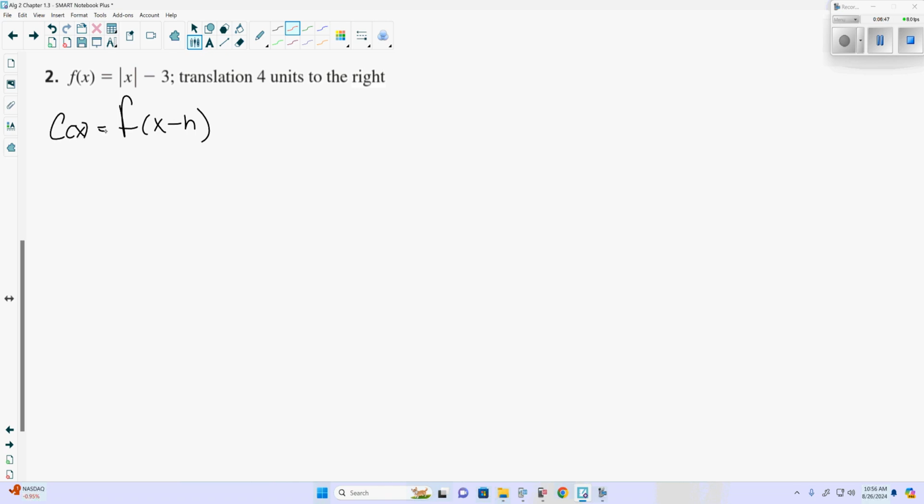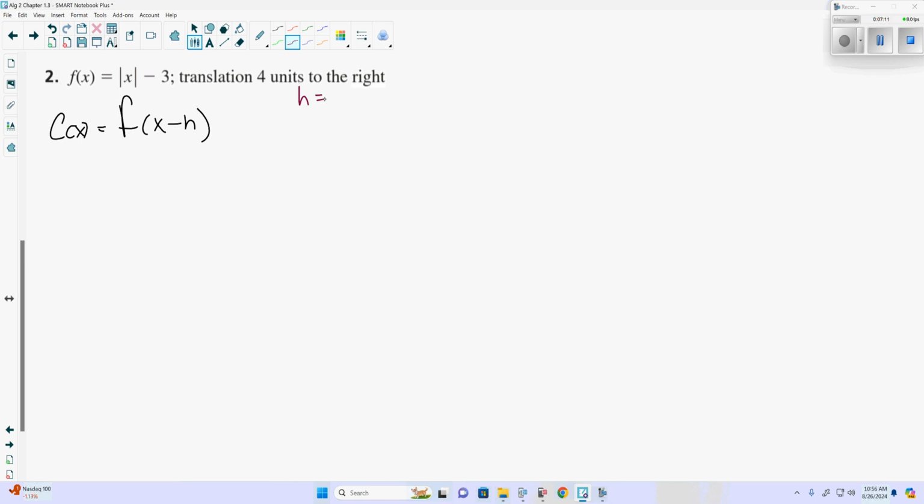So we just got a name for it. That's all we need to do. So c of x equals f of x minus h, where h is our movement to the left or right. So c of x, we just picked a name for it. Yep, so f of x minus h is the general form for our left or right.